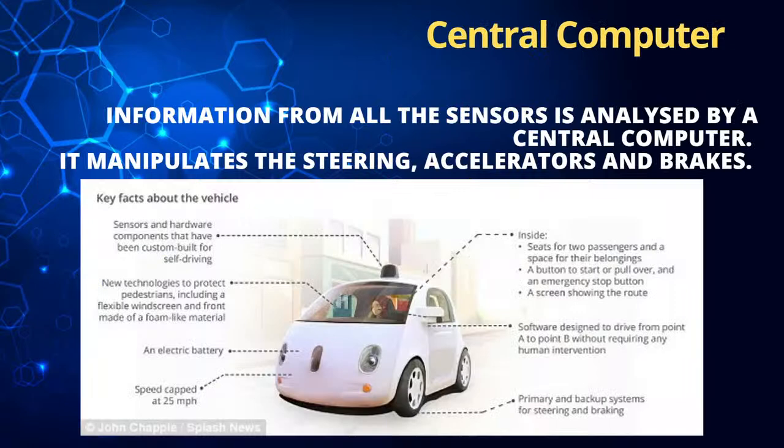Then the central computer: information from all these sensors is analyzed by a central computer that manipulates the steering, acceleration and brakes. Then key factors about the vehicle: sensors and hardware components that have been custom built for the self-driving car. So all these things are custom built for the car itself. All the equipment is proprietary and custom built. New technologies to protect pedestrians, including a flexible windscreen and a front made of foam-like materials.